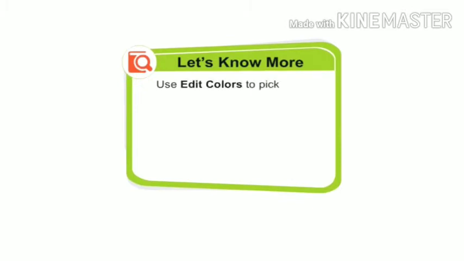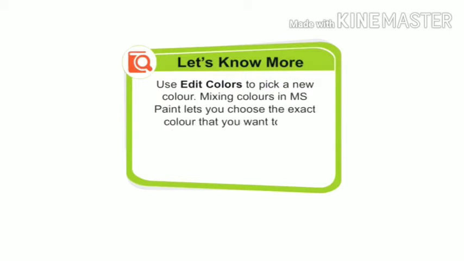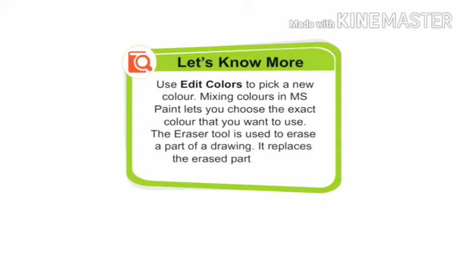You can use Edit Colors to pick a new color. Mixing colors in MS Paint lets you choose the exact color that you want to use. The Eraser tool is used to erase a part of a drawing. It replaces the erased part with the background color.